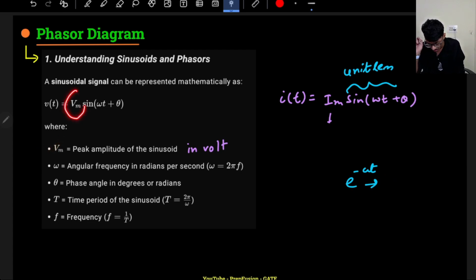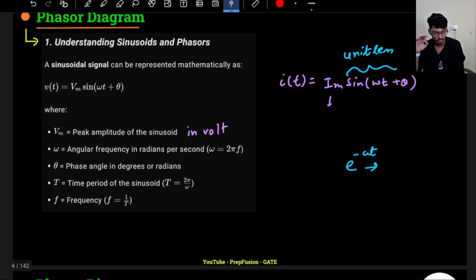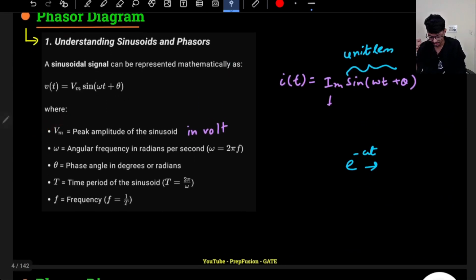What is the first term that is written? The amplitude, the peak amplitude. A sinusoid can be drawn like this, and this Vm represents the peak amplitude, the maximum value of the sinusoid. That is how Vm is defined. Now let's understand omega. Omega is the angular frequency in radian per second. Of course, the units can change. I will tell you the units for different things, but by default, the unit of omega will be radian per second.